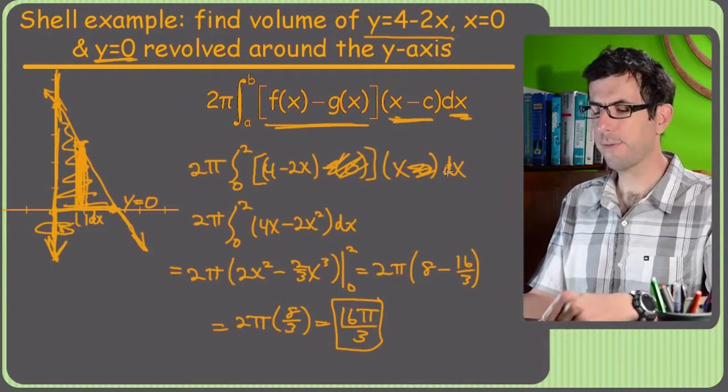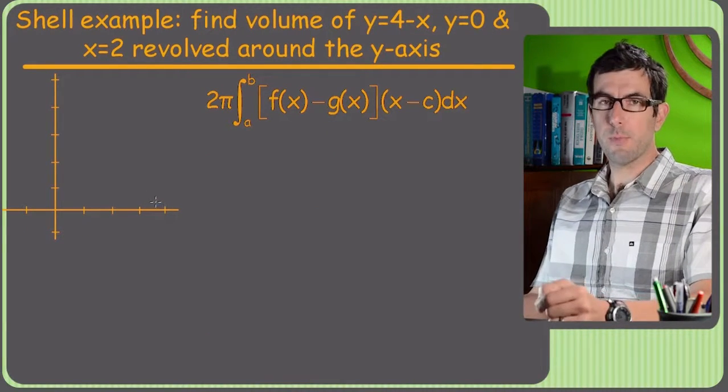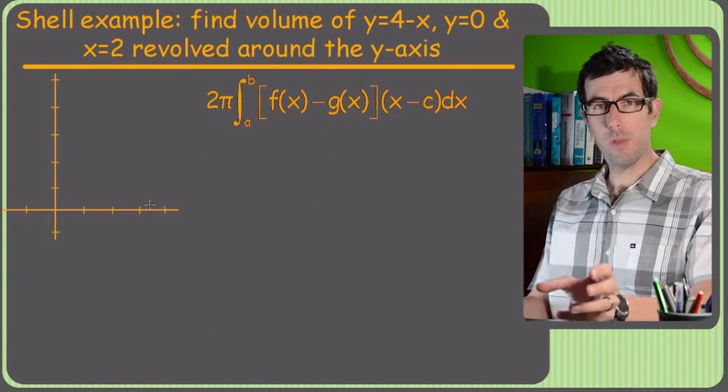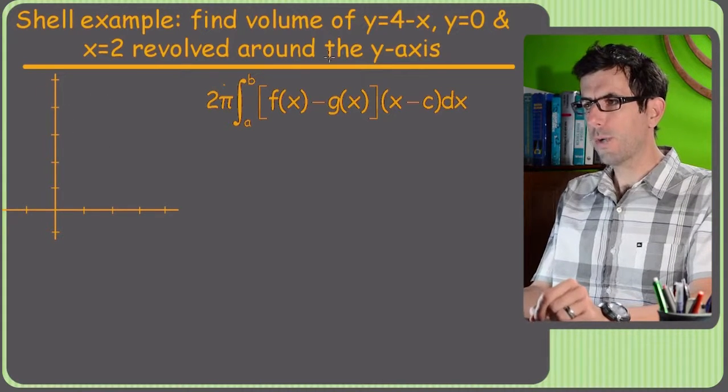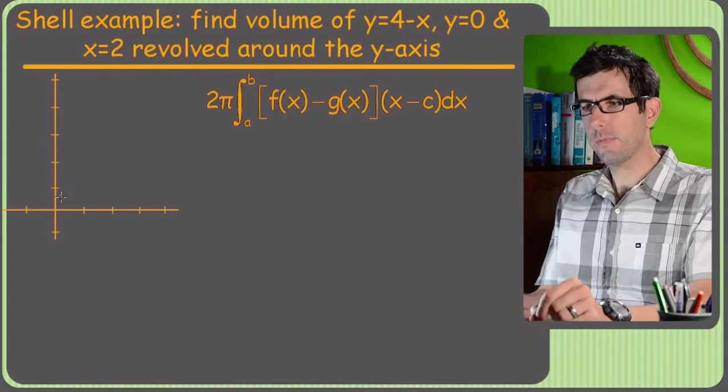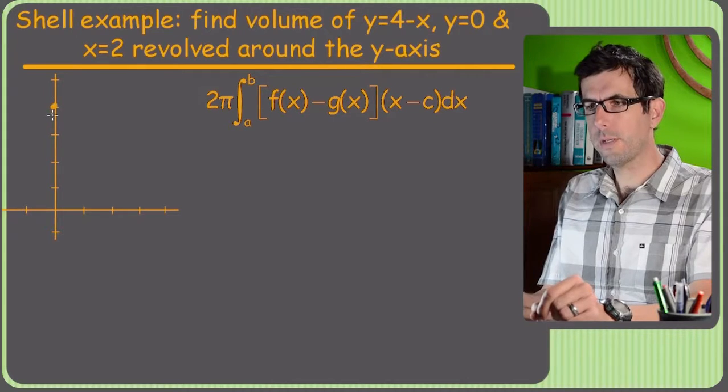All right, let's take a look at another one. All right, so here's one that's pretty similar. The only difference is it's going to have a hole in the middle, because check out our region. So we got y equals 4 minus x, which is 1, 2, 3, 4. Got a y-intercept of 4, then a slope of -1.